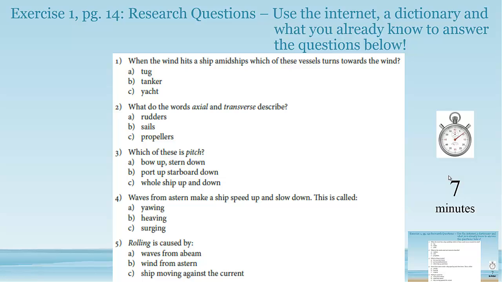Number 3, which of these is pitch? Is it the bow up and stern down? Or is it port up or starboard down? Or is the whole ship going up and down? And 4, waves from astern make a ship speed up and slow down. What's this called? Is that yawing, heaving, or surging? And rolling is caused by what? Waves from a beam, winds from astern, or the ship moving against the current? Okay, you've got 7 minutes to do the best you can. I'll give you the answers in 7 minutes.